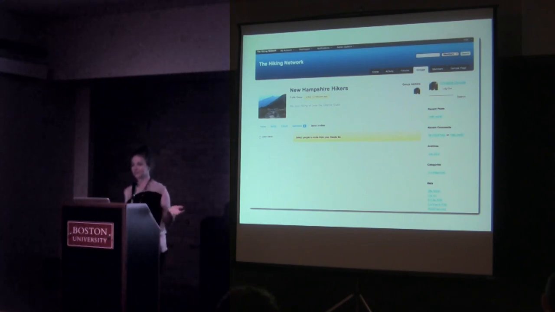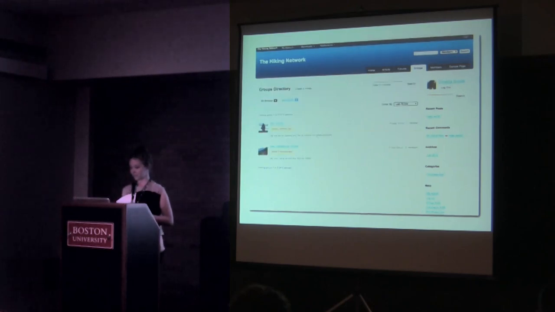And it'll only ask you for people you're friends with. If there's like 100 people on the site, but you're only friends with 5 of them, then it'll only list those 5 people to invite, not everyone on the site. So now that my group is created, it's listed in the groups directory. See, right now there's 2 groups on this site.